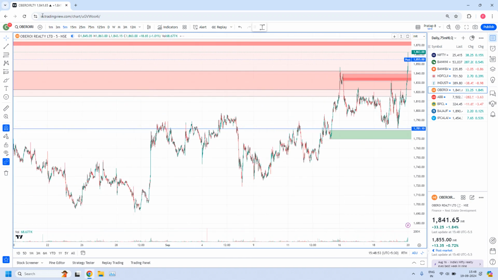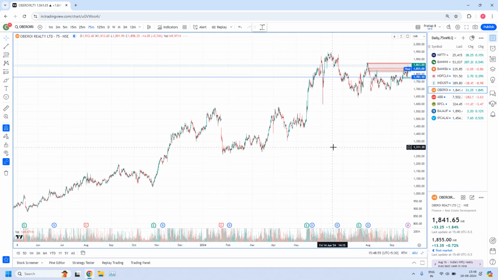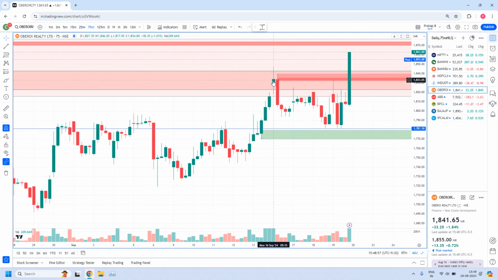The reason is the 75-minute zone is already pierced. See here. Once a zone is pierced, it is an invalid zone. Maybe a new 75-minute zone is created here, and you can plan from that. Can we consider rally-base-drop? No, this is not a base candle. This is a rally candle with a hidden body. This is an ERC candle.